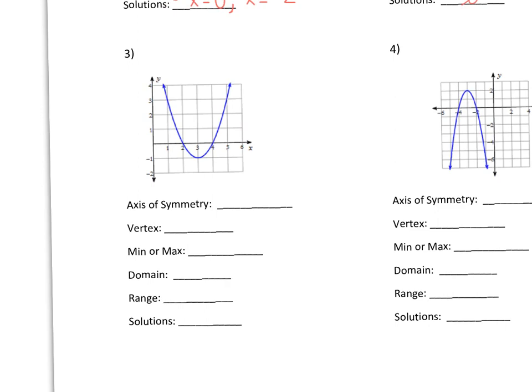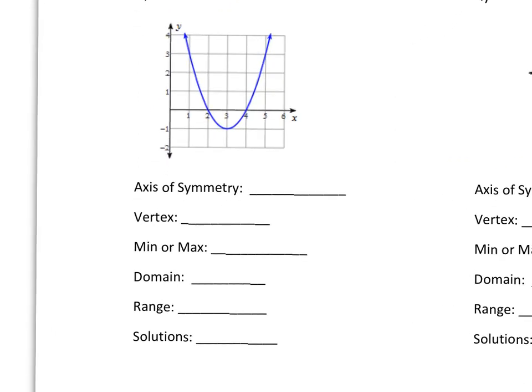Okay, number 3, axis of symmetry. Again, where does that line cross the x-axis? So I would be drawing it right down through here for x equals 3. Your vertex, again, is the highest or lowest point. So your vertex in this case is going to be 3, -1, which is a minimum point. So it's the lowest point on your grid.